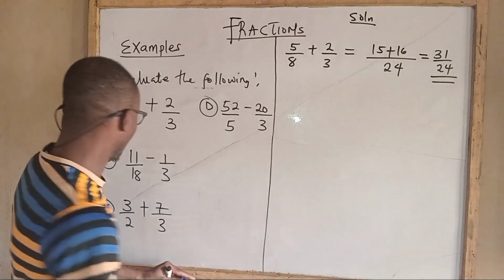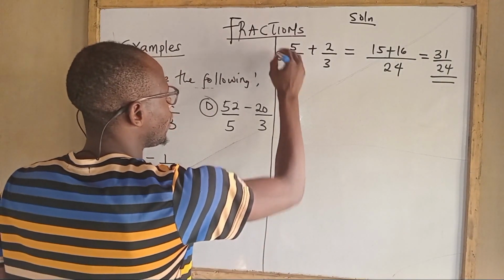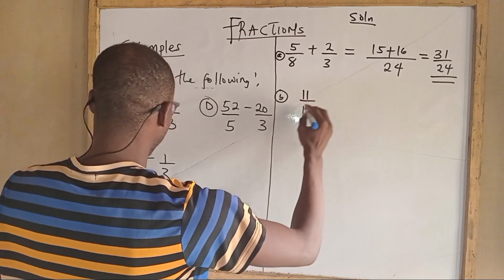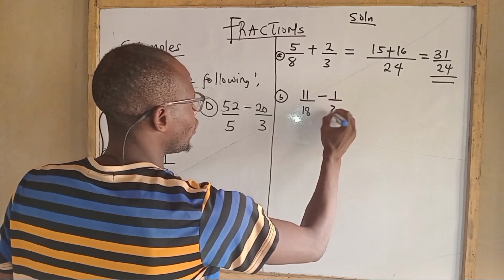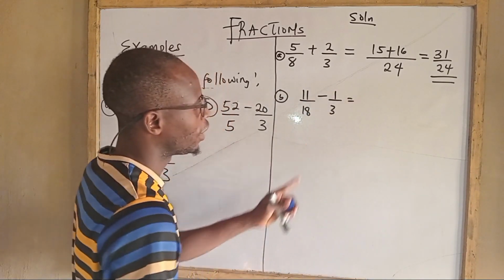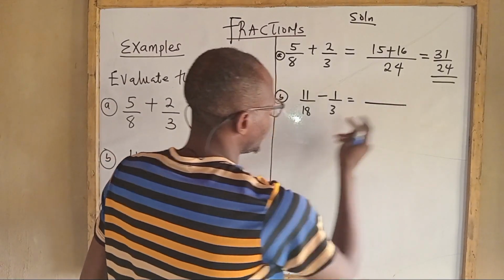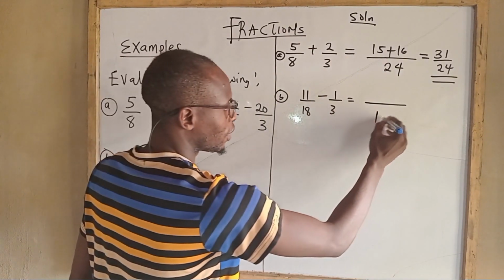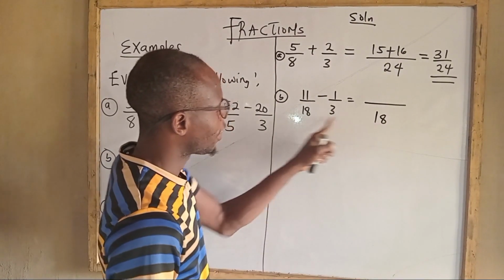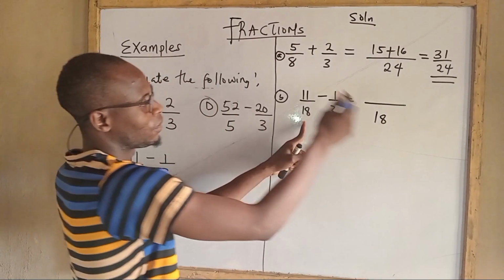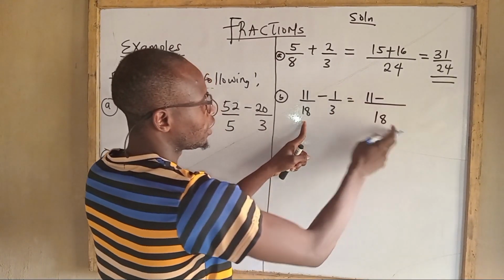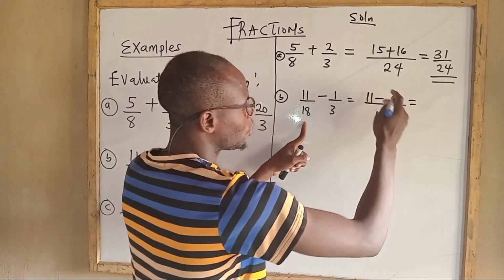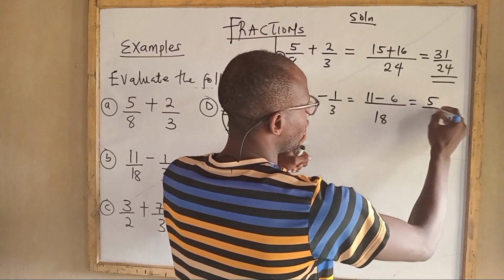Okay, so let's take the second one. This is for A. The second one says we should subtract 11/18 minus 1/3. Now what we do here again is find the LCM. Of course, 3 can go in 18, right? So we take 18 as our LCM. 18 divided by 18 gives you 1. 1 times 11 gives you 11, minus 18 divided by 3 gives you 6. Then 6 times 1 gives you 6. So when you subtract, 11 minus 6 gives you 5/18.